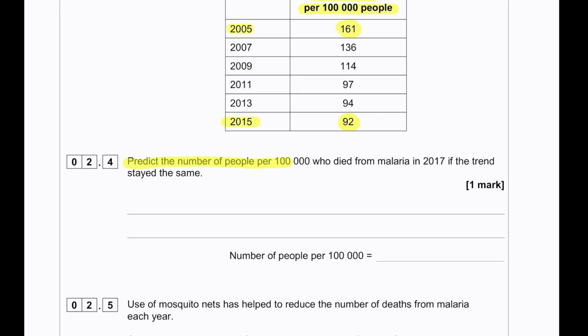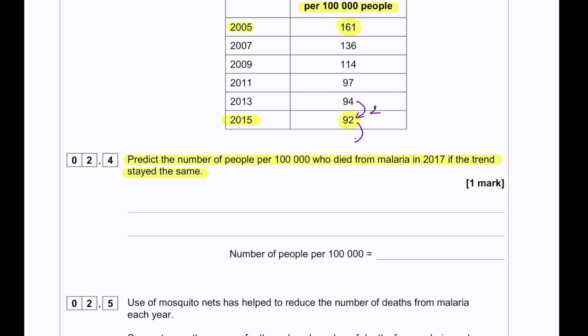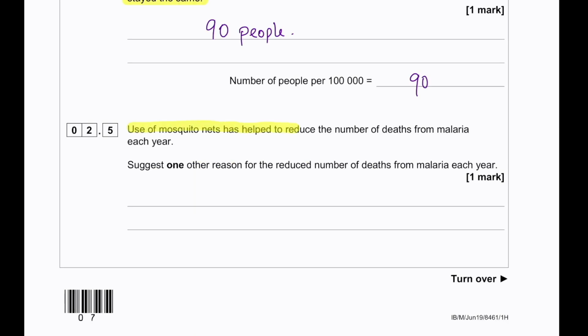Predict the number of people per 100,000 who died from malaria in 2017 if the trend stayed the same. So from 2013 to 2015, there is a decrease of only 2 people. So we can consider the same for 2017. There will be a decrease of 2 people only, and we can conclude that the number will be 90. So 90 people.